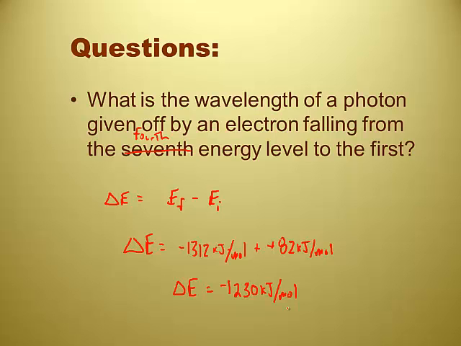But we didn't answer the question. The question wants wavelength. So we got energy, negative 1230 kilojoules per mole. Where do we go from here? Well, I would imagine Planck, because this is multi-step. Planck's equation was energy is equal to h times frequency. So we can calculate the frequency. Let's calculate frequency first.